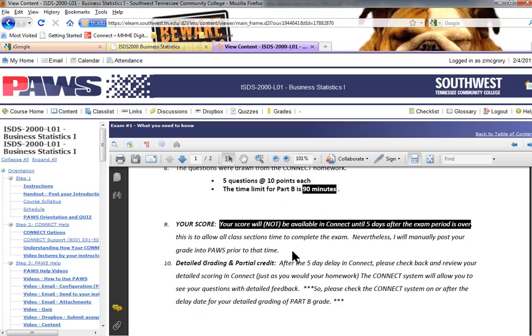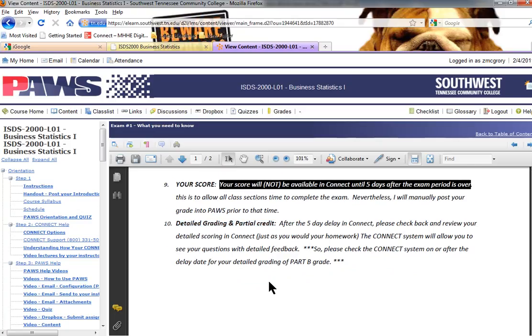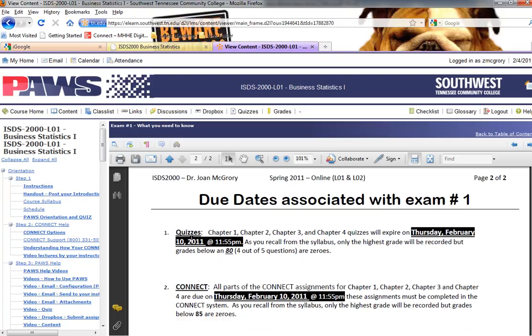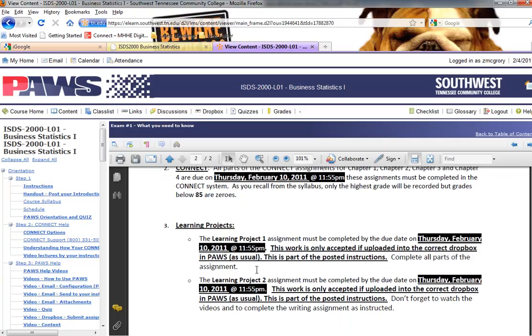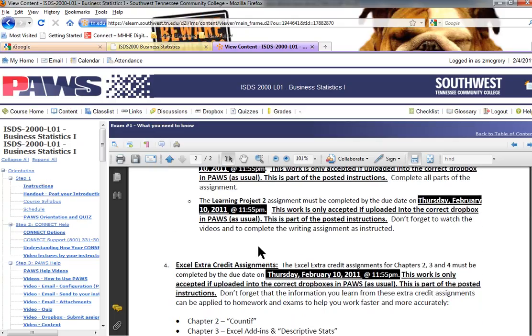Now, when you submit, you will not see your score immediately. There is a delay period of 5 days, and that's to allow other class sections to complete the exam. But if you check back after 5 days, you will see the detailed grading, your partial credit, the whole 9 yards, okay? Now, one other thing, remember that the day before the exam, Thursday, February the 10th, you need to have all your quizzes, the 4 out of 5 questions, your Connect homework, and your learning projects completely finished. Also, if you have time, don't forget about the extra credit.